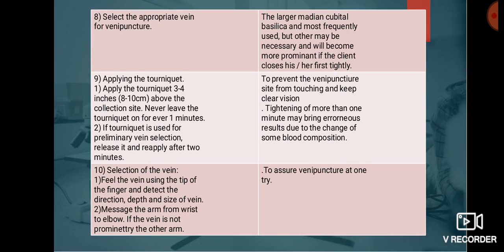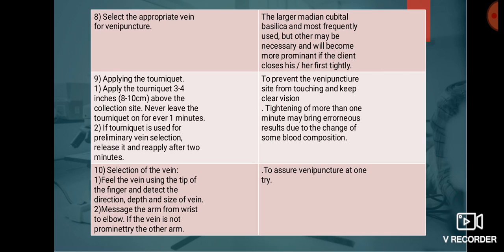Select the appropriate vein for venipuncture. Reason: the larger median cubital basilic veins are most frequently used, but others may be necessary and will become more prominent if the client closes his or her fist tightly.